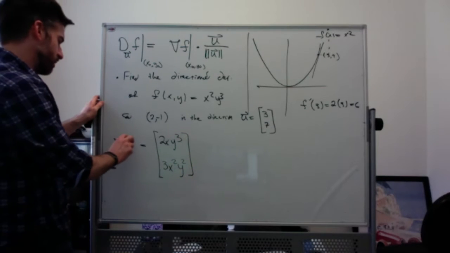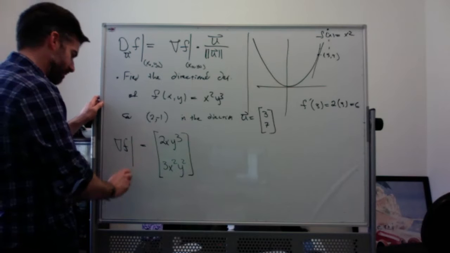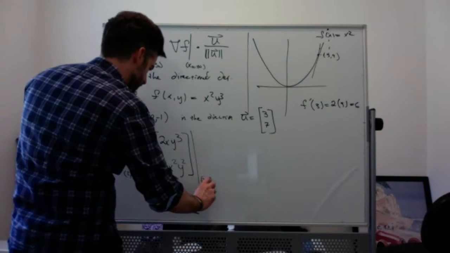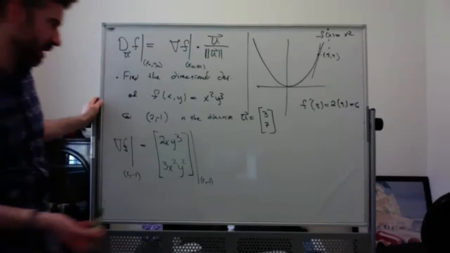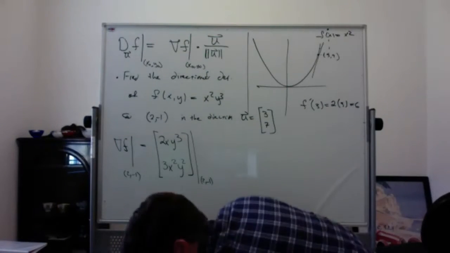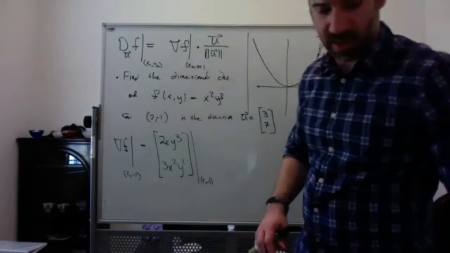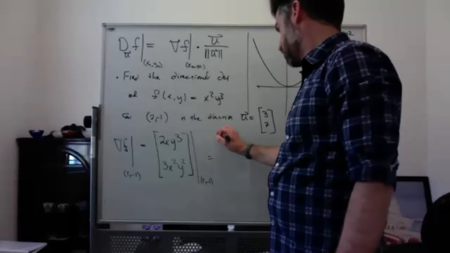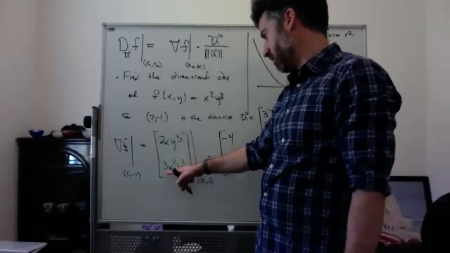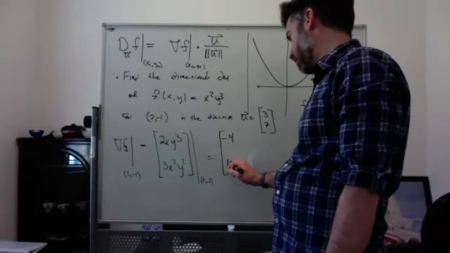But then we want to actually evaluate this at the point 2, -1. So let me just plug in 2 and -1 for x and y. Plug into the top part here, we get 2 times 2 times -1 cubed, which is -4. Plug into the bottom part here, we get 3 times 4 times 1, which is 12.